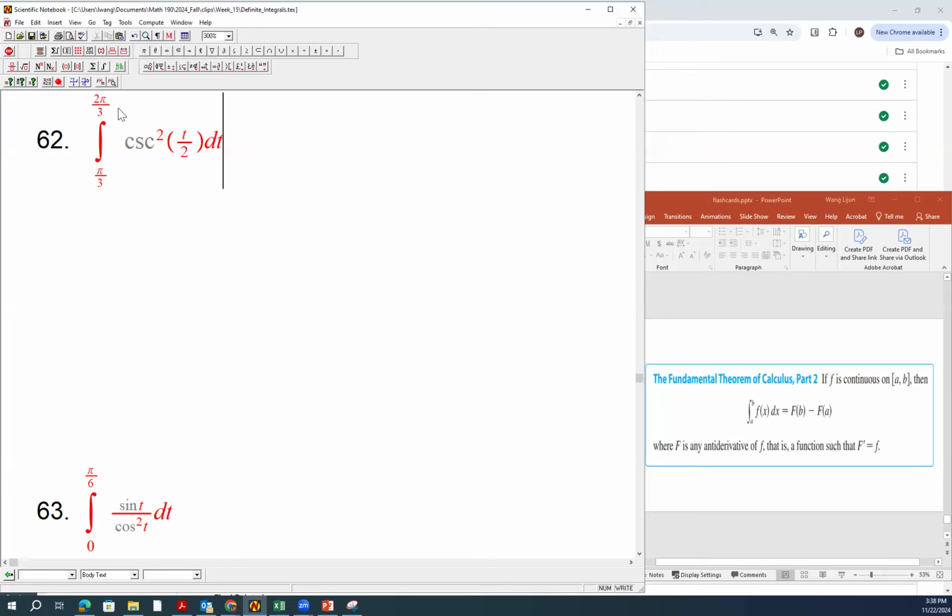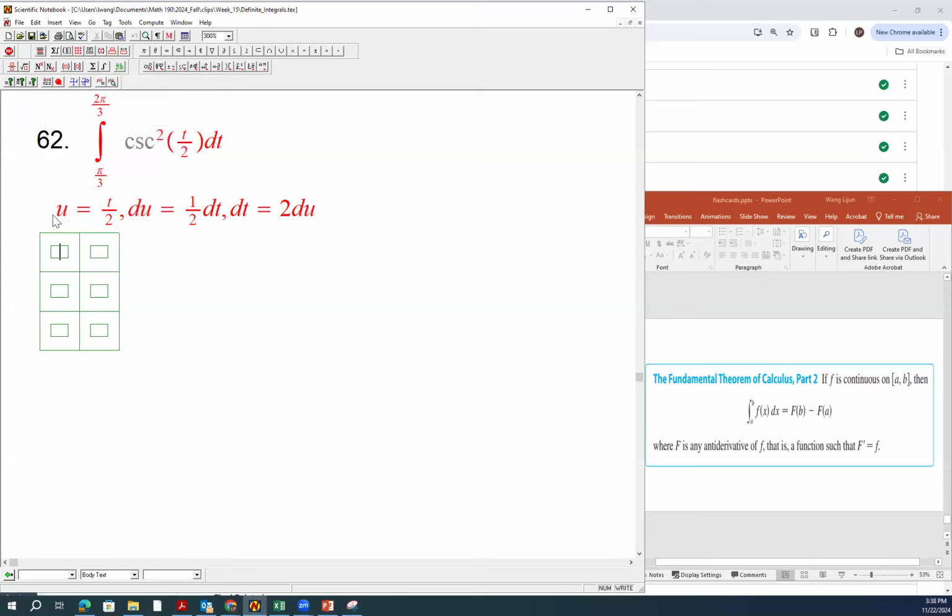So let's get started. We're going to introduce a u. u equals t/2, and du equals half dt, or dt is twice du. So we put this over here, and the interval changes.